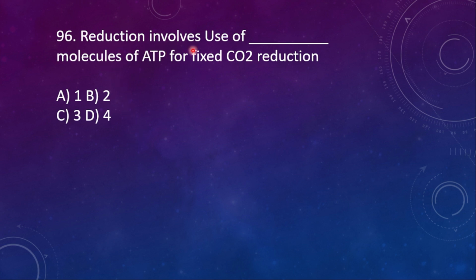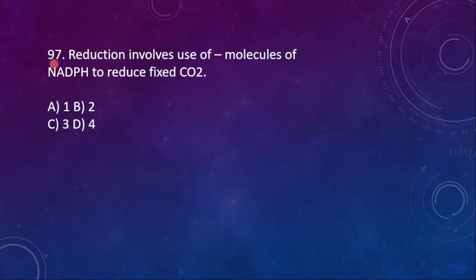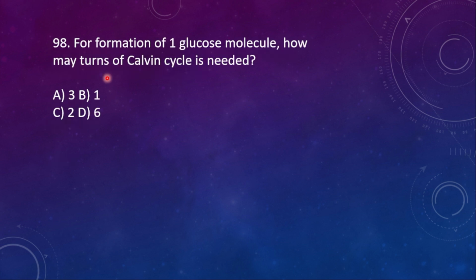96. Reduction involves use of dash molecules of ATP to fix CO2. Here 1, 2, 3 and then 4. The answer is 2. 97. Reduction involves use of dash molecules of NADPH to reduce fixed CO2. Here the right option is again 2 molecules of NADPH.